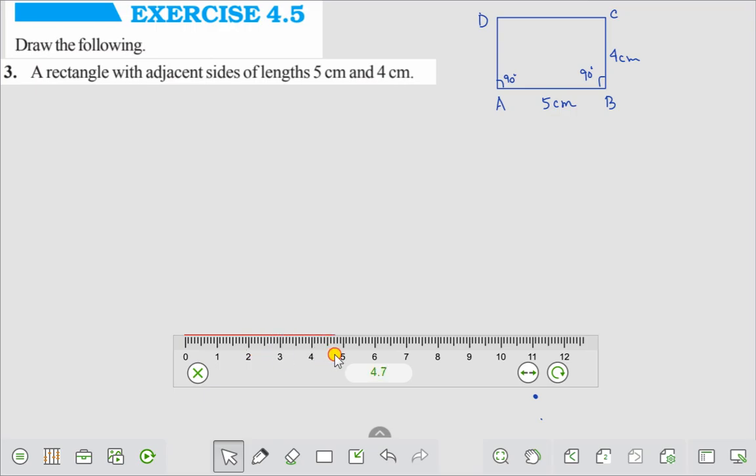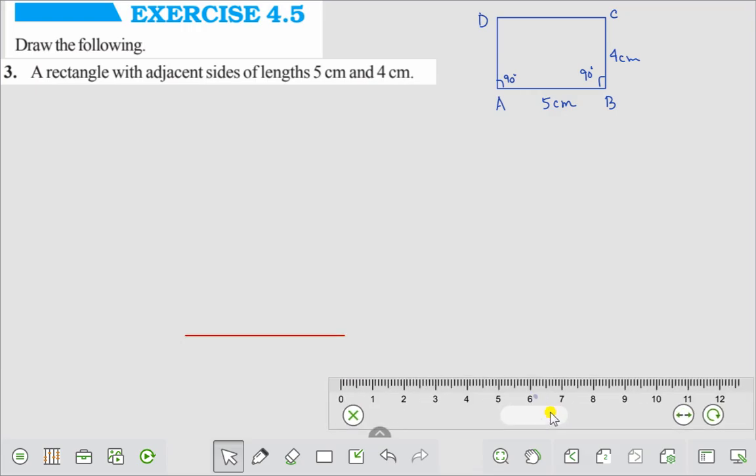Here you see this is exactly 5 cm. Now the name of this line is AB. Here it is A. It is B. Now with the help of protractor, make an angle of 90 degree at point A and at point B. Let us take a protractor here.